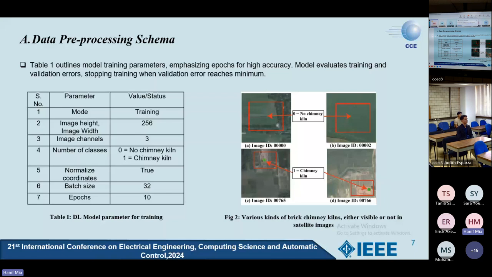In Figure 2 we see various kinds of brick chimney kilns, either visible or not, in satellite imagery. In the first two images in the above of the figure, we can see there is no chimney detected, and in the next pictures C and D, here we can see our model detects a chimney is located here.